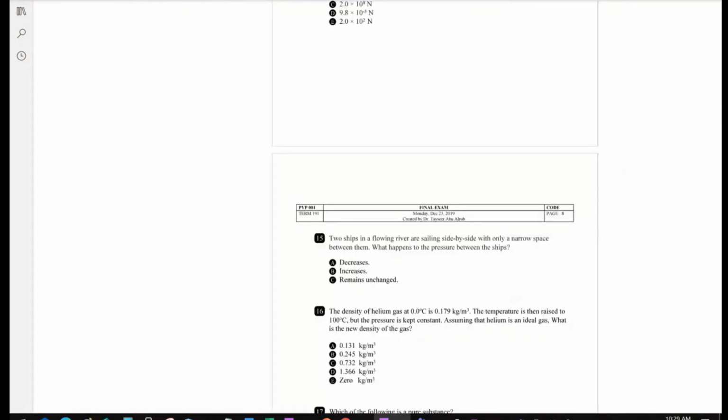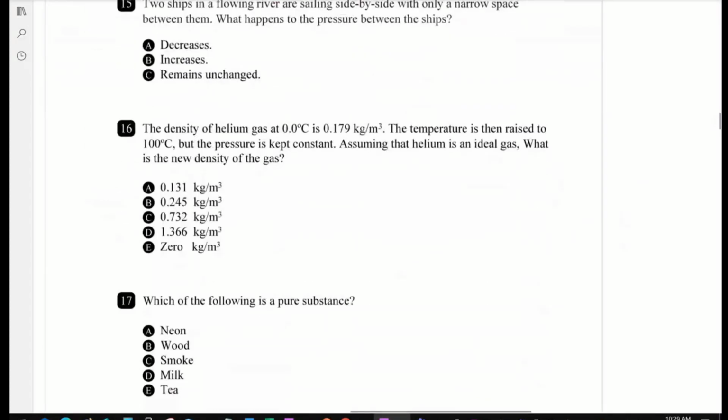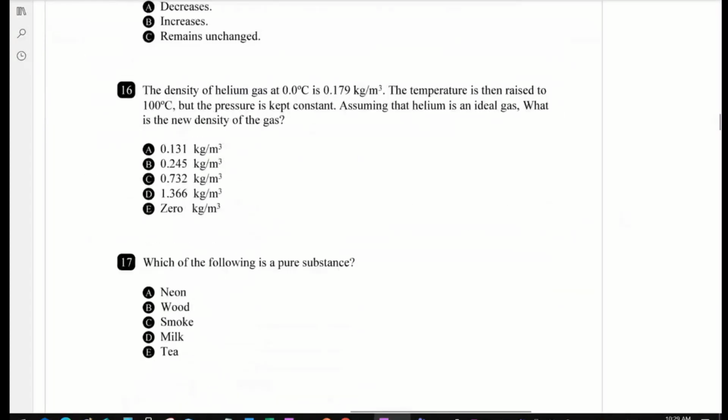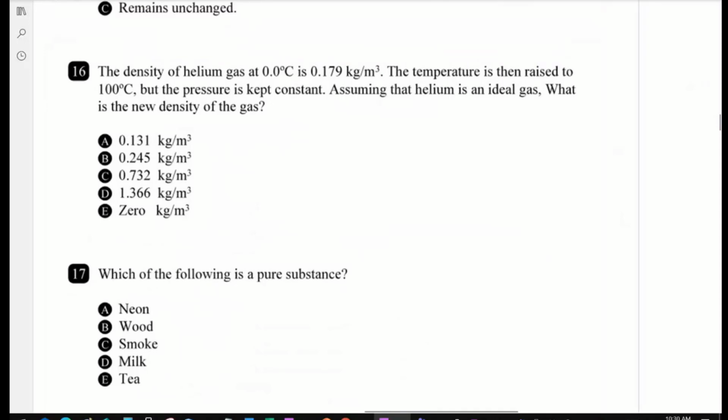Let's try to see something in density. The density of helium gas at 0 degrees Celsius is given. The temperature is then raised to 100 degrees Celsius, but the pressure is kept constant. Assuming that helium is an ideal gas, what is the new density of the gas?